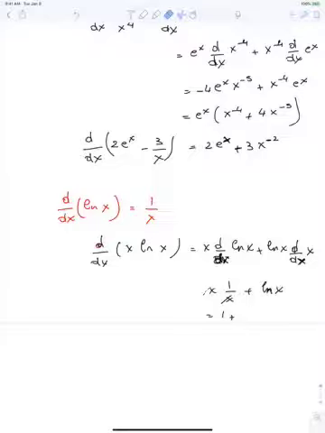So let's redo this step. The derivative of log of x is 1 divided by x, so this is x times 1 divided by x, plus the derivative of x, which is 1, so this is log of x. And then we simplify x and x, so this is 1 plus log of x.